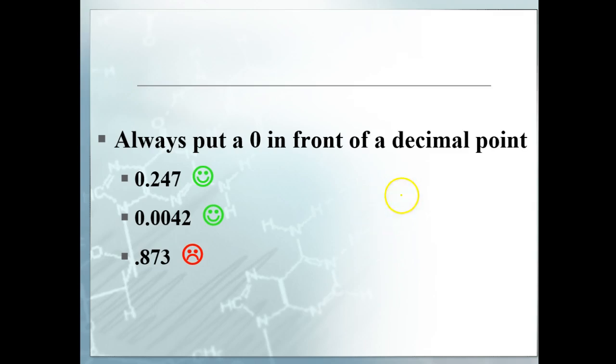We always put a 0 in front of the decimal point. These are correct. I don't want to see this in my labs. I want to see 0.873. That means that these zeros in front are leading zeros. So this would have 3 significant digits, and this would only have 2 significant digits. This would still only have 3, but it's incorrect because we need to have a 0 here.